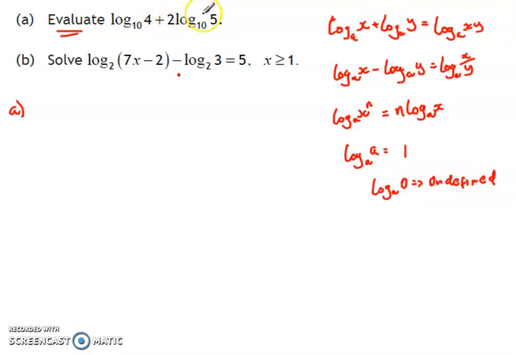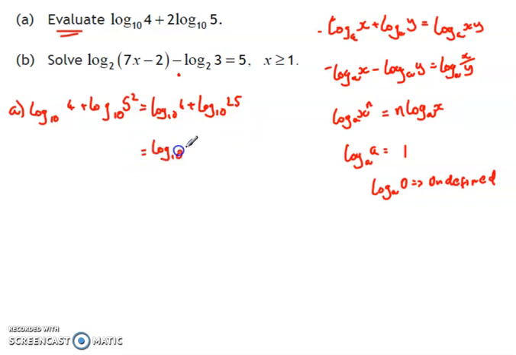However, if I get rid of the 2 in front of it and put it here as a power, I've got 2 logs to the same base, so I can then combine them using these two rules here. So I'm going to just take the 2 up to the power, and I'll make it log to the base 10 of 4 plus log to the base 10 of 5 squared, which is going to give me log to the base 10 of 4 plus log to the base 10 of 25. If I then combine them, I'll end up getting log to the base 10 of 4 times 25, which is 100.